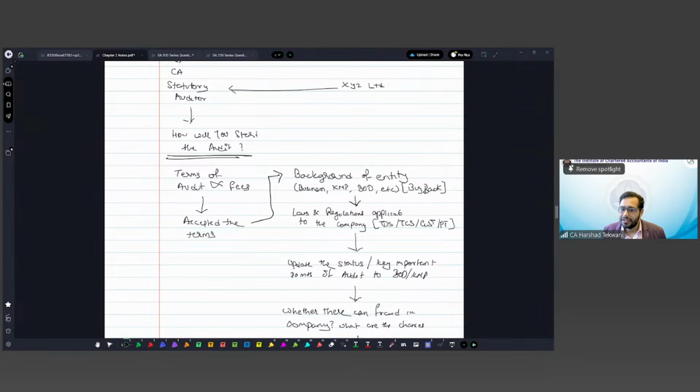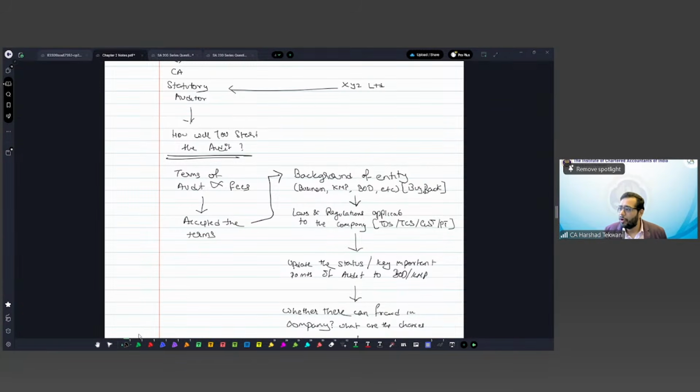What laws and regulations are applicable, what provisions of laws are applicable to the entity: TDS, TCS, NBFC, whether tax audit is applicable, Companies Act, what are the provisions that are applicable. You provide an update to the management. This is what we think is applicable, this is how we are going to do the audit. We will keep you informed as and when we proceed with the audit. So you keep management updated.